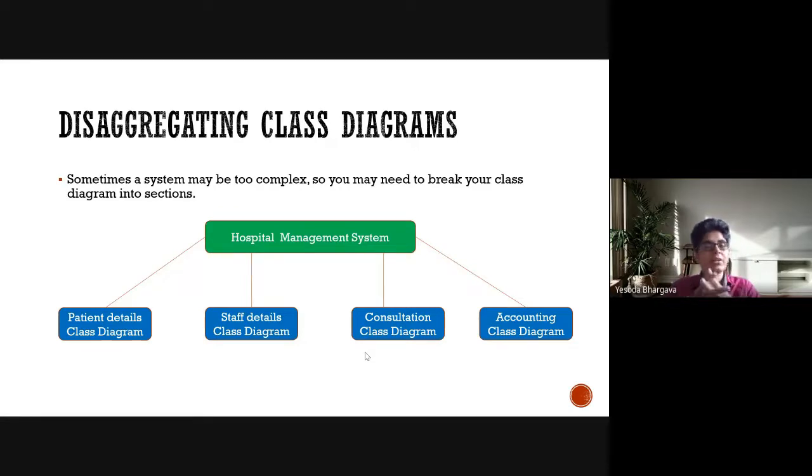So suppose you're trying to create a hospital management system, then when you think in terms of decomposing the hospital management system, you realize okay, there should be a subsystem that handles the patient, there should be a subsystem that handles the staff, then one that is dealing with consultations, and a fourth that is dealing with accounting. So rather than creating one giant class diagram for the hospital management system, you try to take one particular chunk of the system, and then you try to create a class diagram for that particular chunk.